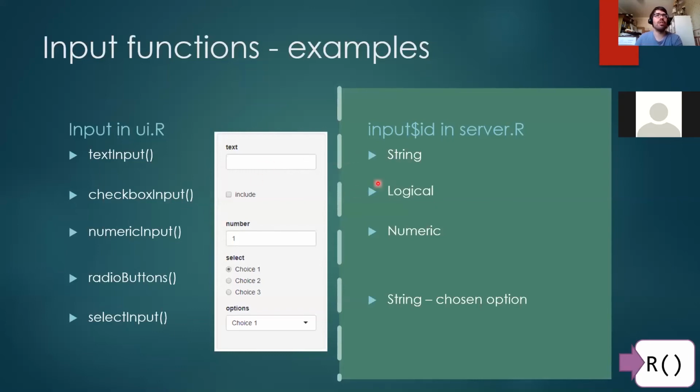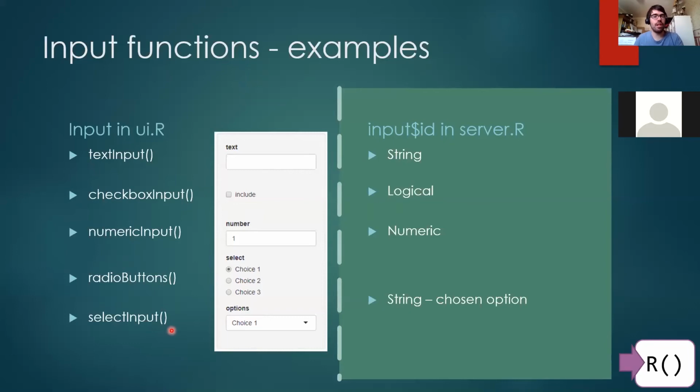Your checkbox input will become a logical or numeric input. And these two are for giving them a pre-set selection of choices that they can put into the app. And this will pass a string of their chosen option. So these are a few inputs.